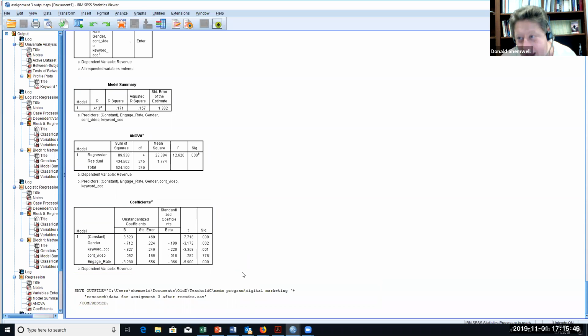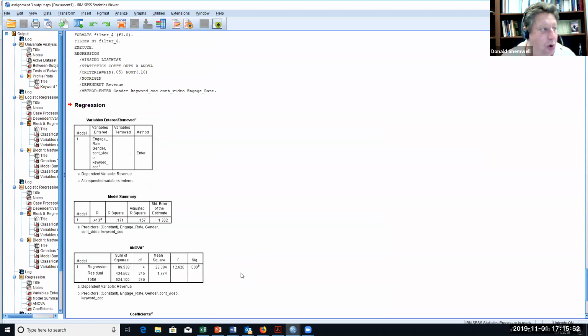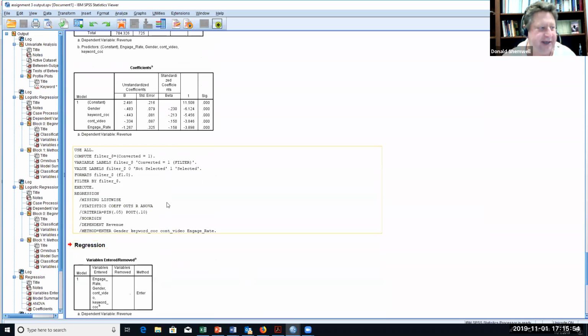For question 8, you do not have to run a regression. You could do something similar to this, selective. Among the statistician community, it's called selective.